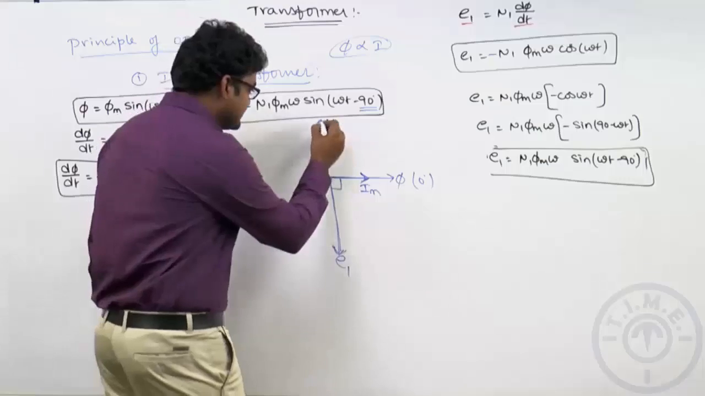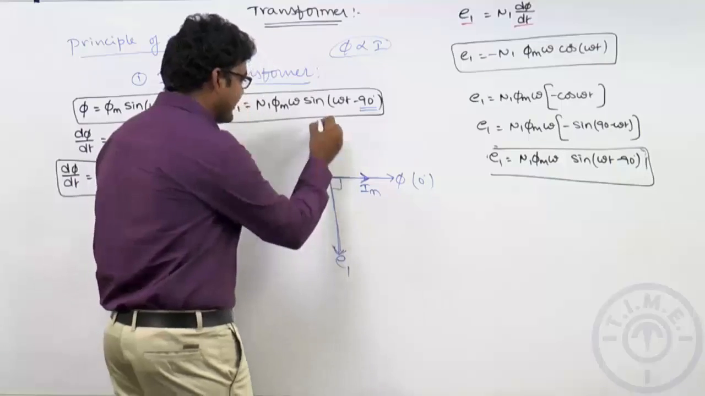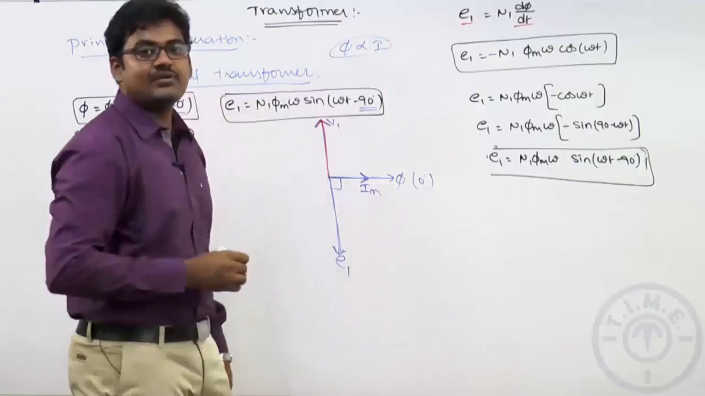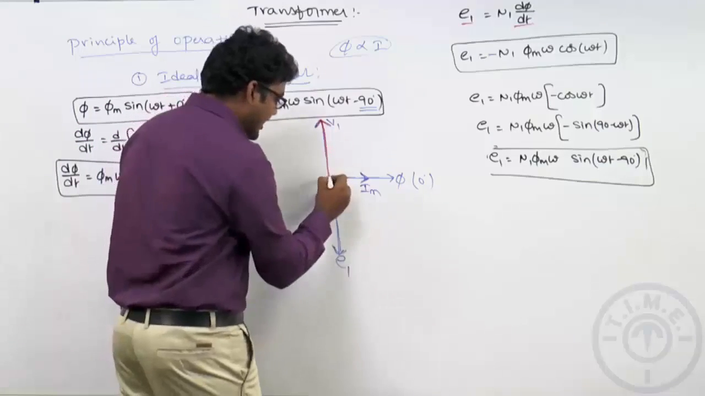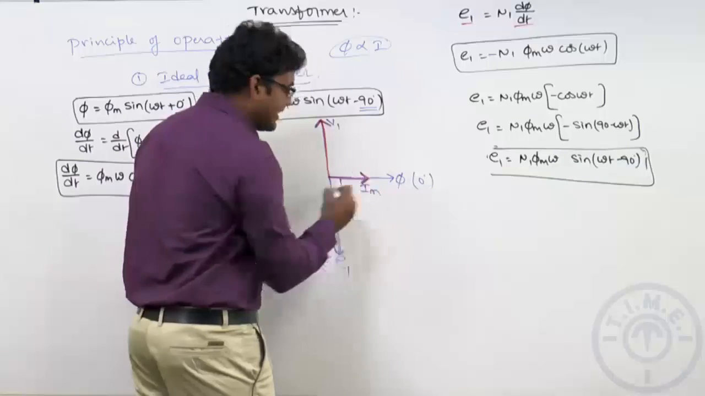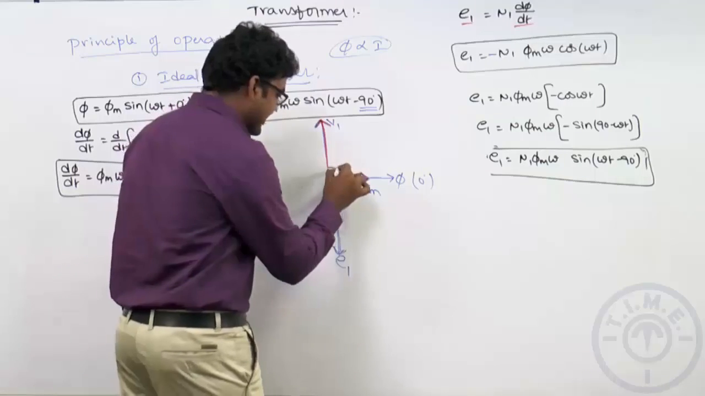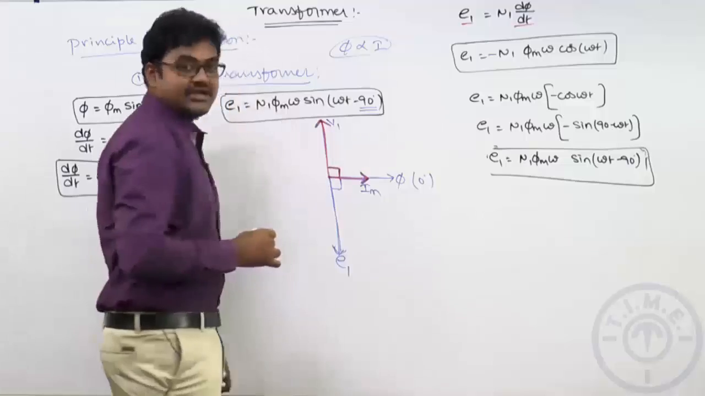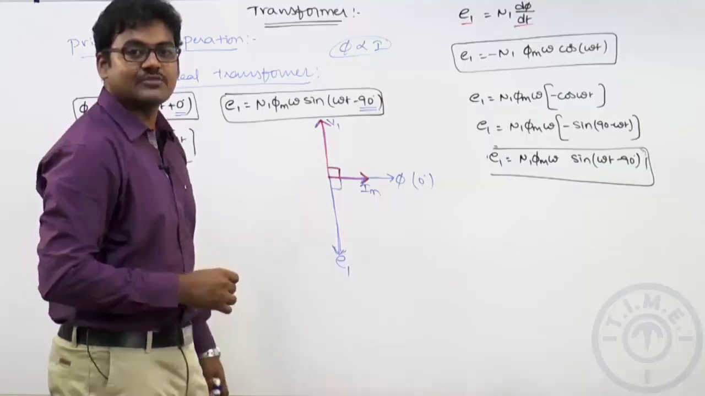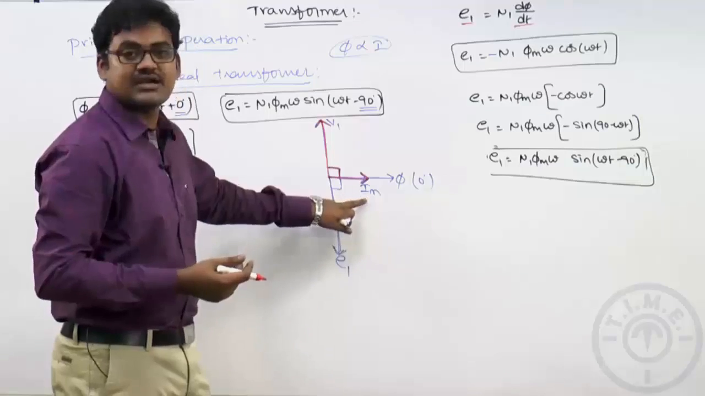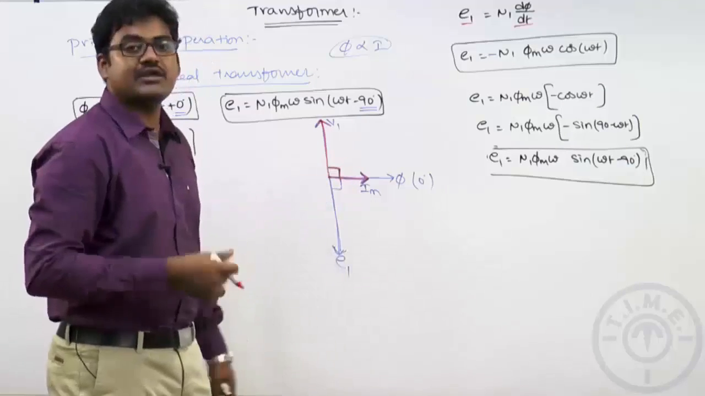Look at this. We know the power factor angle is nothing but the angle between the supply voltage and the supply current. This is the supply voltage, and this is the phase of the supply current. So what is the angle between the two? 90 degrees. And is the current lagging or leading the voltage here? The magnetizing current is lagging the voltage by 90 degrees.